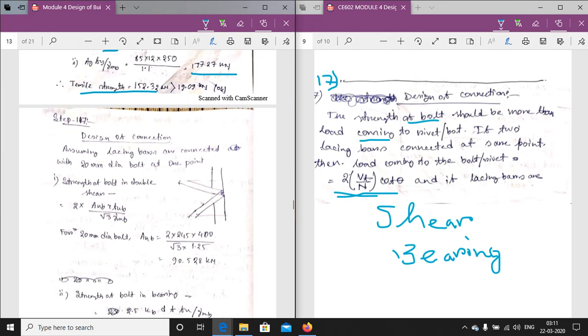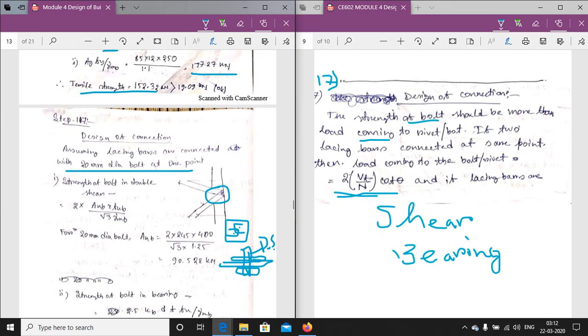lacing bars connected at the same point. Now we are assuming the lacing bars are connected with a 20 mm diameter bolt at one point. So at one point the connection is there. For one point, the strength of the bolt in double shear, why is it double shear? If one lacing bar is connected together with another lacing bar in a member and the bolt is provided here, it will be 1, 2, 3. If there are three members like that, one member, two members and three members, and the bolt is in this connection, so it is a double shear connection.